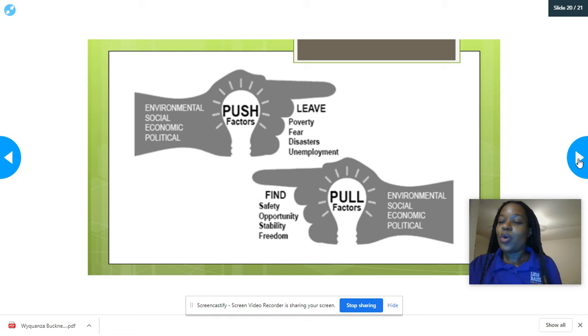All right, good. So once again, these are some more. Now that you know the concept, it could be either way that you look, so you have to look at many different scenarios on push pull factors. So push factors: poverty. Yes, that means when you don't have any money, no one in the area has any money. Fear, disasters, unemployment, those are push factors. All right. Pull factors: safety, opportunity, stability, freedom.